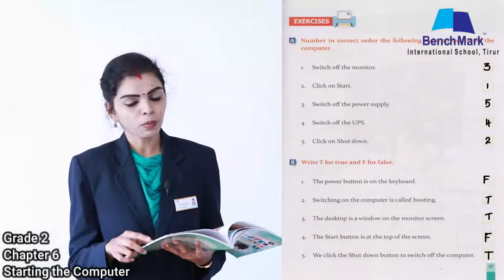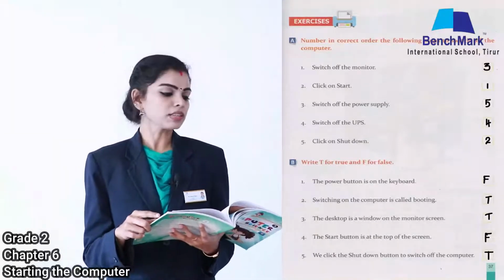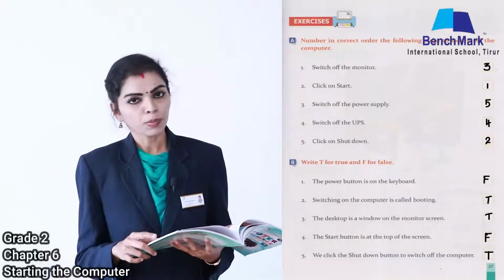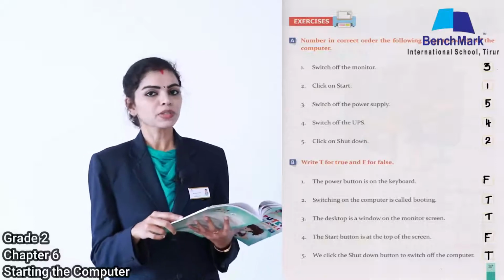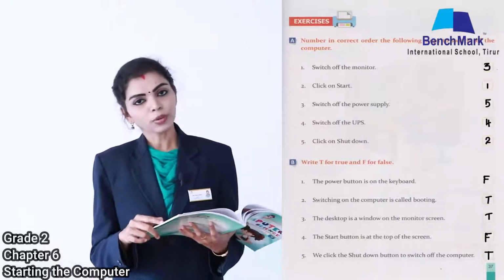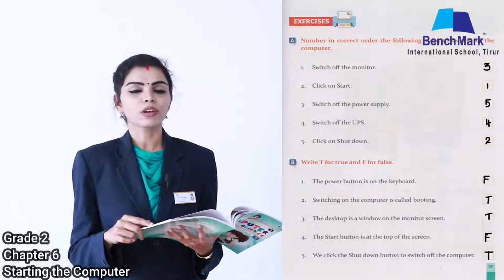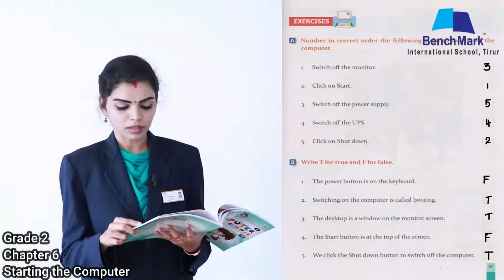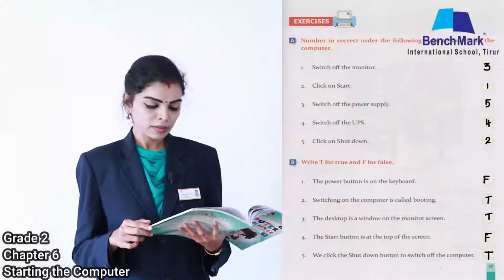After clicking on shutdown, you need to switch off the monitor. So you need to write 3 near switch off monitor. After that you need to switch off the UPS, and you write 4 near switch off UPS. After doing all these steps, finally you need to switch off the power supply, so you write 5 near switch off power supply. I hope it is clear.